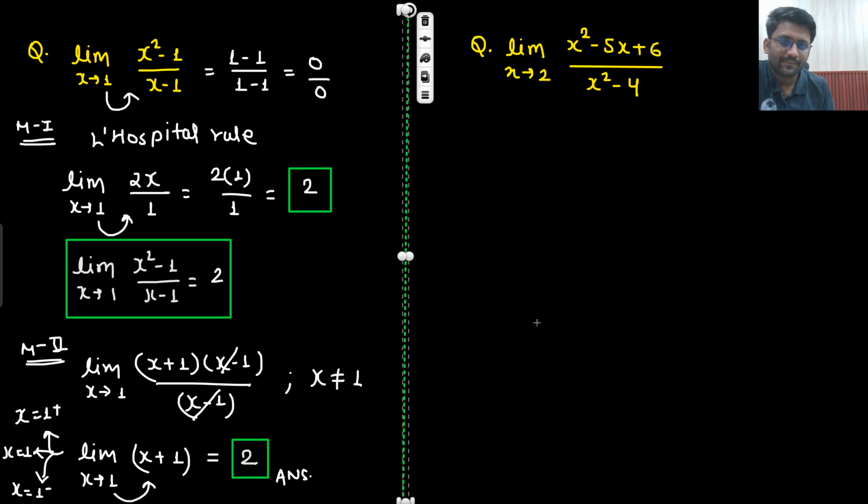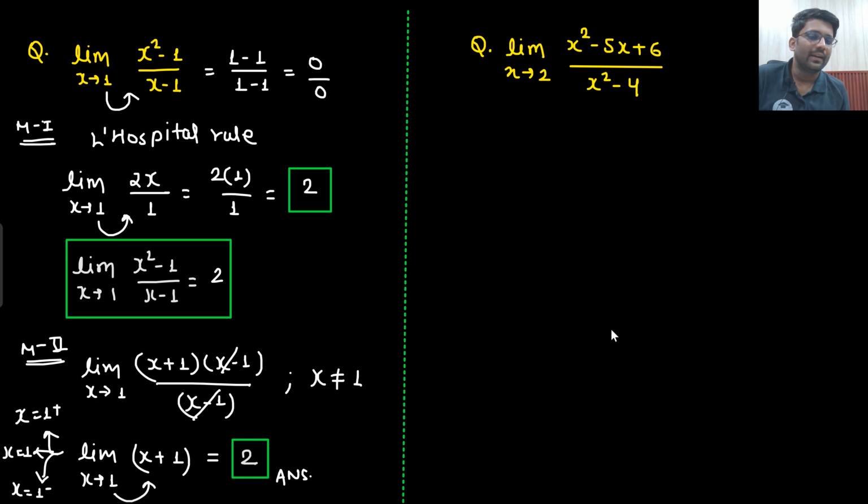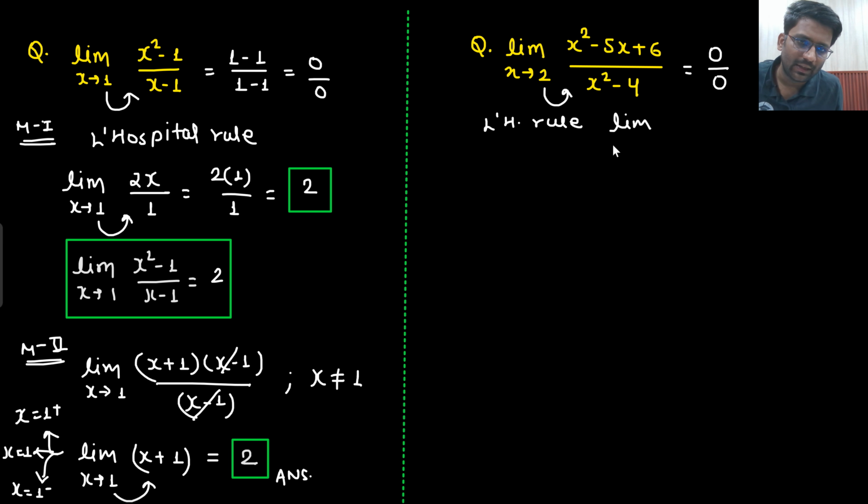Let's solve this question. Again, what you will see, if I directly put 2 here, what answer you will be getting? 2 squared is 4, 10 minus 10, 0 by 0 form you will be getting, right? If you directly put this 2 here, you will be getting 0 by 0 form. That means our L'Hopital rule I can apply. And what this L'Hopital rule says? L'Hopital rule says x tending to 2, right?